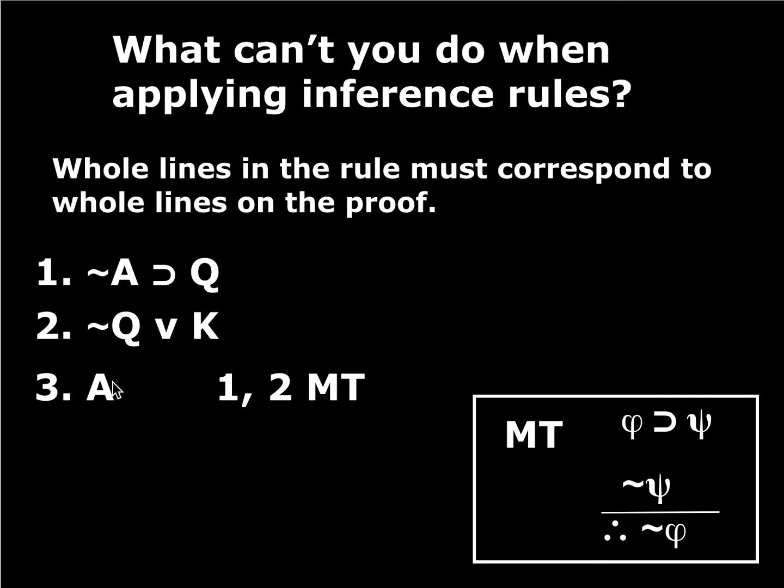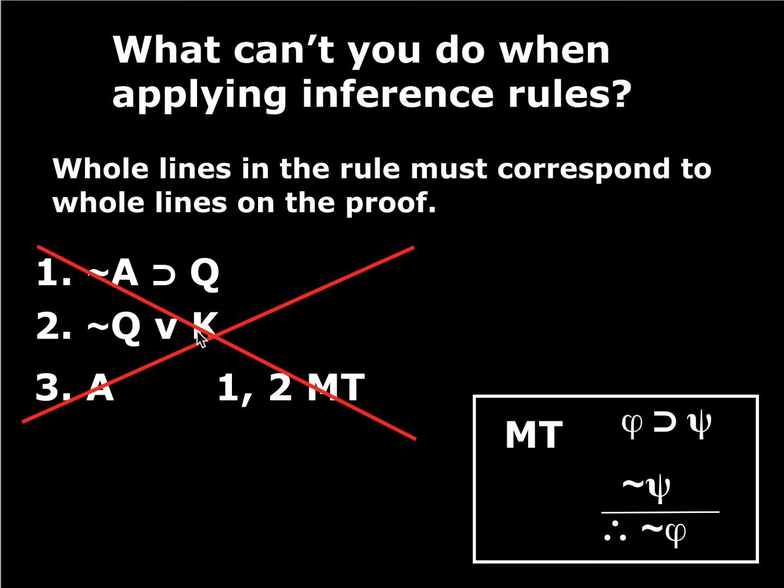Suppose what I had was this. I couldn't say, oh, look, I can do modus tollens here because I have a conditional, and right here I have the negation of the consequent. Well, no, the reason you can't do that is because modus tollens says you need the negation of the consequent, but that negated consequent has to be on a line by itself, and not Q is not on a line by itself, so I can't, right? I would need not Q, not a disjunction where not Q is one of the disjuncts. So I can't do that.